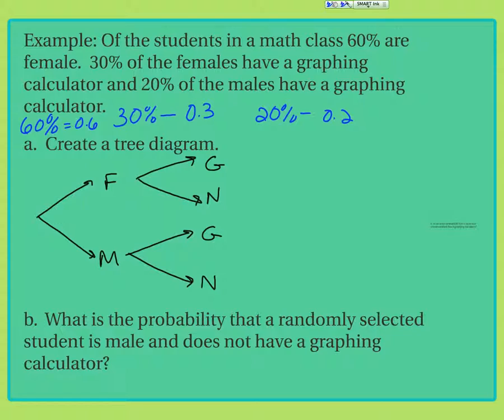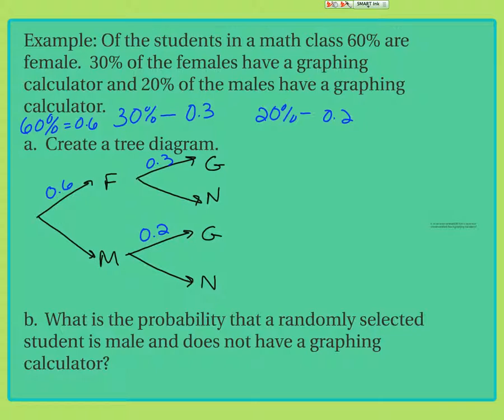So now we'll put the numbers on the branches. So 60% were females, so that's 0.6. Don't put the percents, choose a decimal or fraction. 30% of the females had a graphing calculator, so 0.3 will be on this branch because it's the females with graphing calculators branch. And then the males with graphing calculators, I have to go down the male branch and then the graphing calculator branch, and that's 0.2.